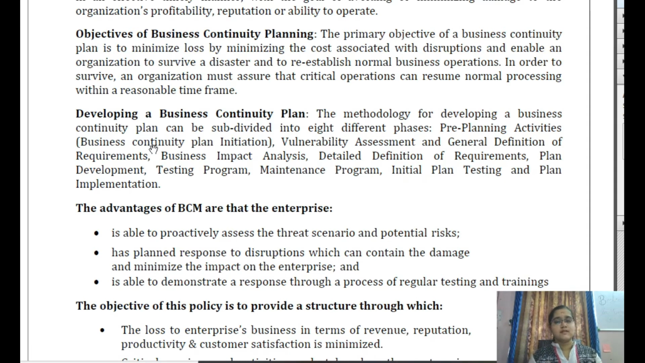Okay, we'll see what the phases are in the coming part. Then, having this business continuity management framework, policy, manuals and plans.